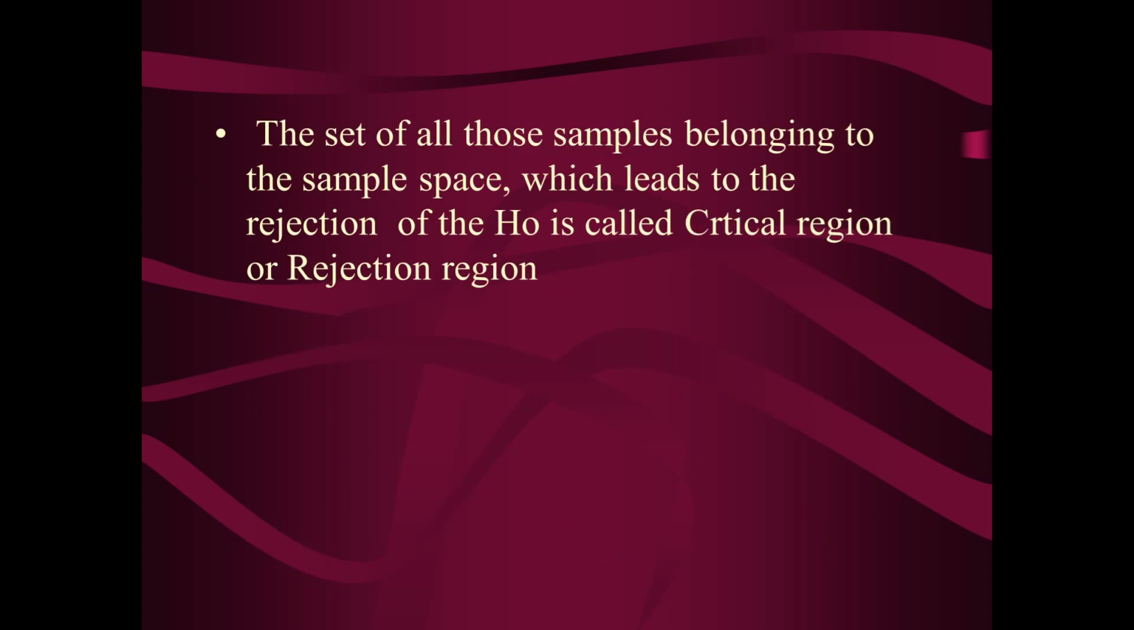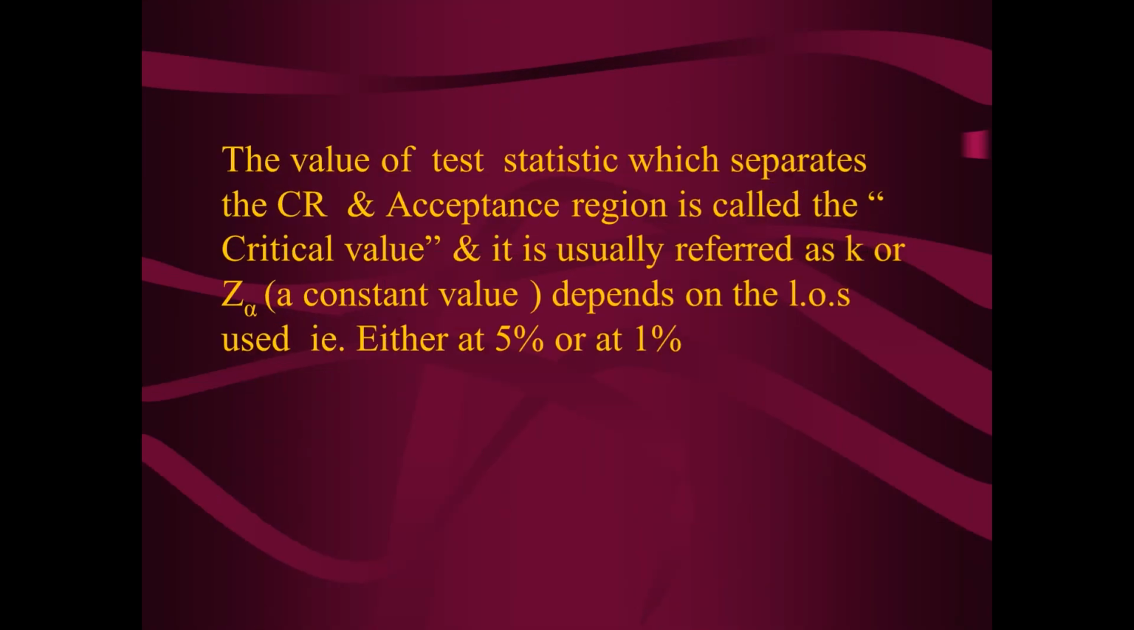The set of all samples belonging to the sample space which leads to the rejection of the null hypothesis is called the critical region or rejection region. The value of the test statistic which separates the critical region and the acceptance region is called a critical value, and it is usually referred to as K or Z alpha. It is a constant value that depends on the level of significance used, that is, either 5% or 1%.